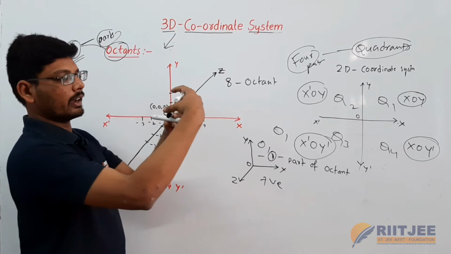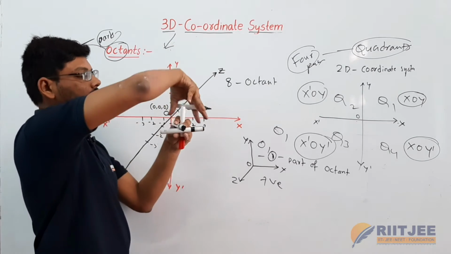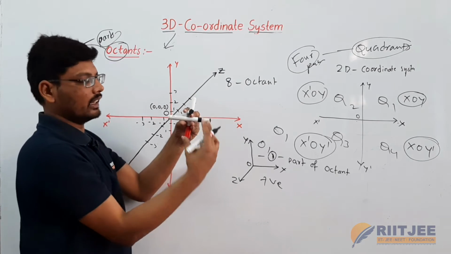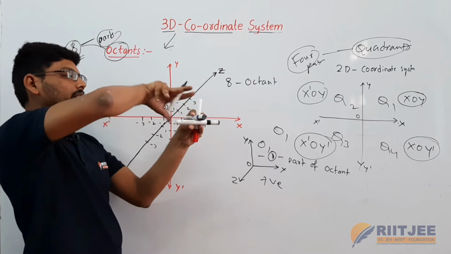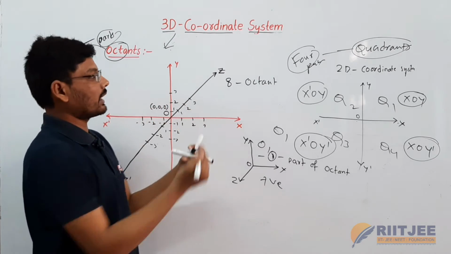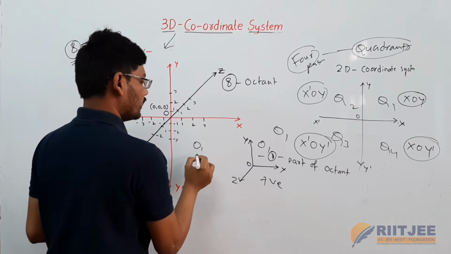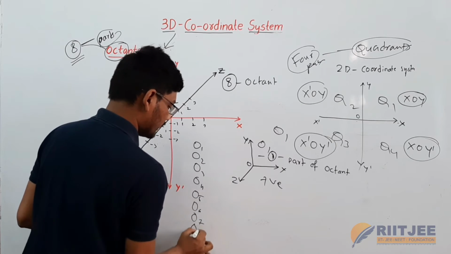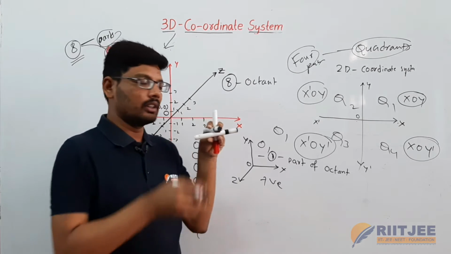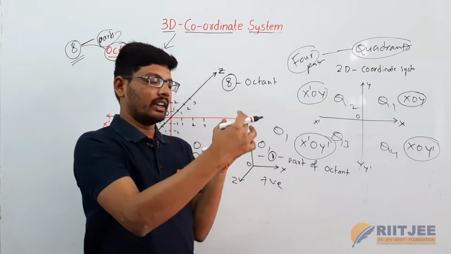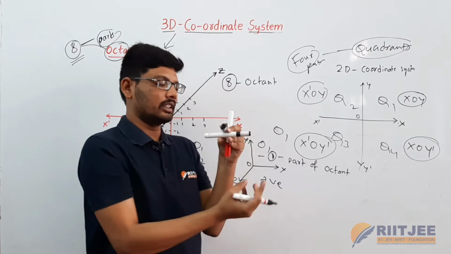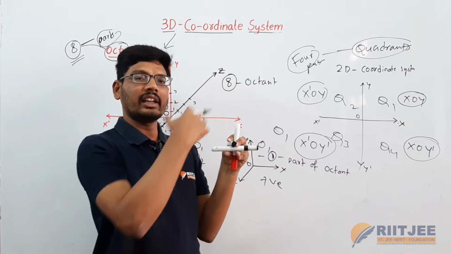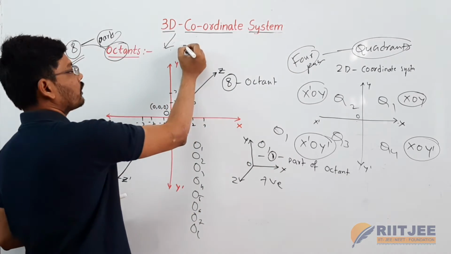For this one, the XYZ part is one octant, and on the back side of XYZ there is one more octant. This one is XYZ 3 and this is 4, this is 5 and this is 6, this is 7, this is 8. Completely 8 octants are there, O1, O2, O3, O4, O5, O6, O7, O8. This is the graphical representation. Completely 8 octants are there in the 3D coordinate system.